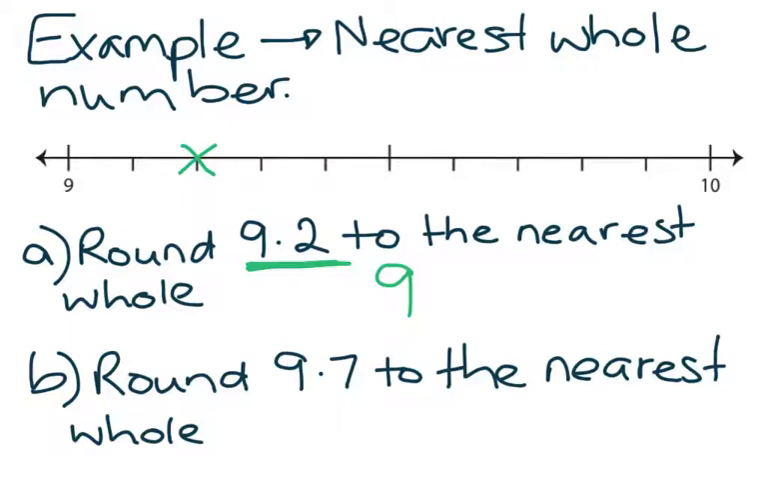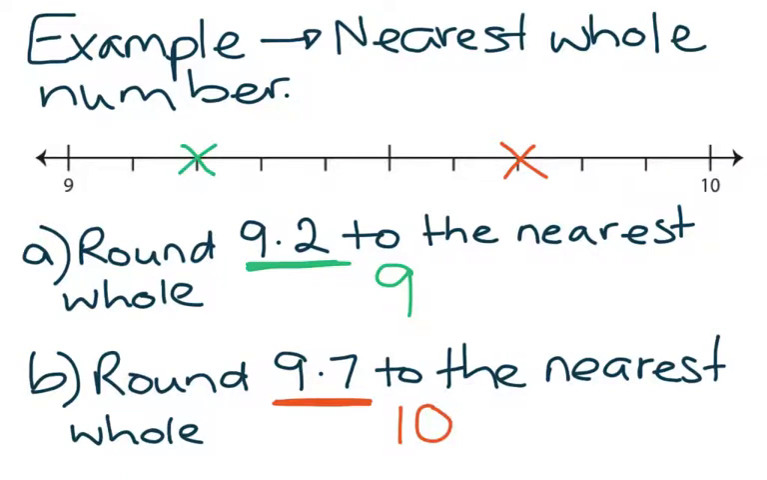Part B says round 9.7 to the nearest whole. So I've got 9.7 underlined in red. So 9.2 was here, which means this part's 9.5 in the middle. So 9.6, 9.7 would be where that red cross is. And you can see here, is this one closer to 9 or is it closer to 10? And they should be able to see that it is closer to 10.